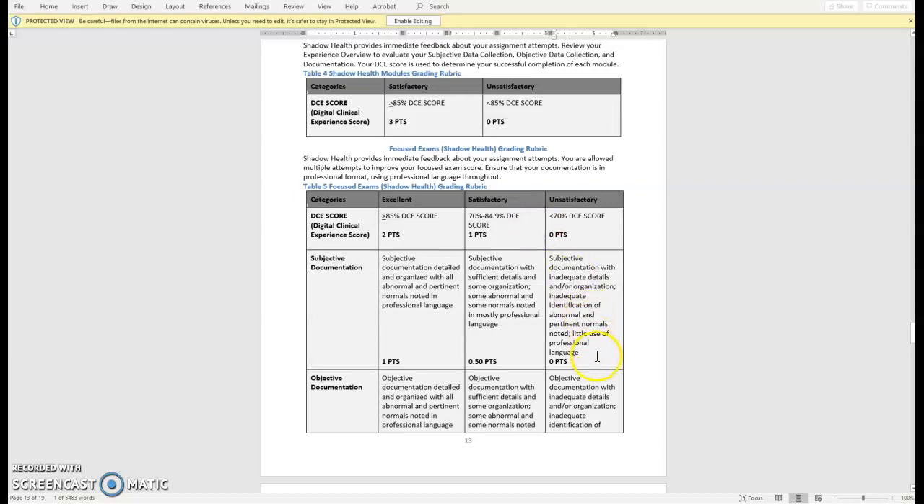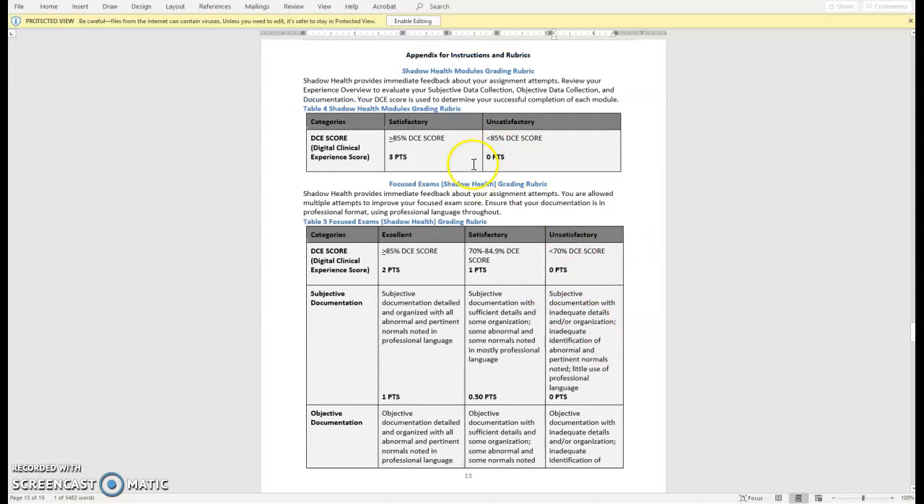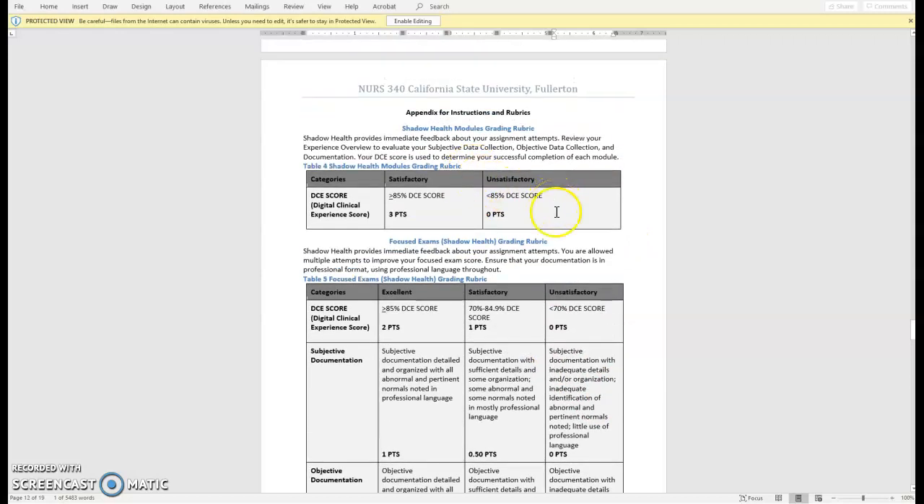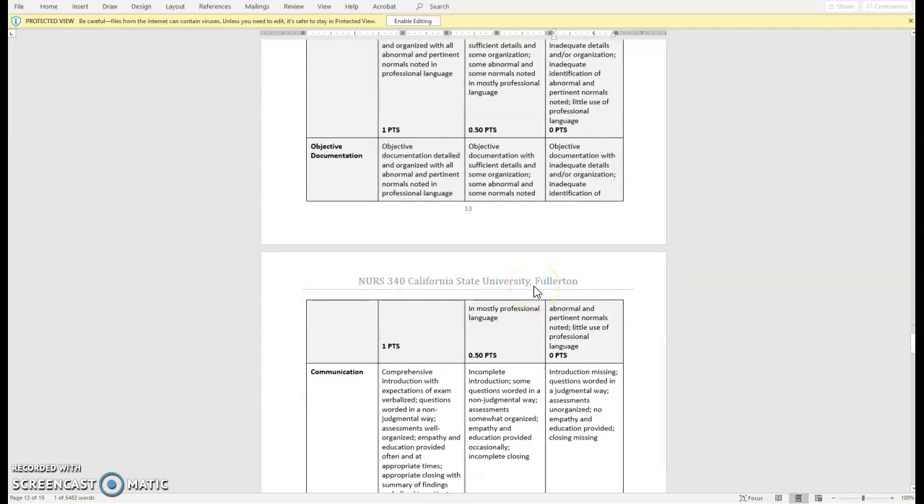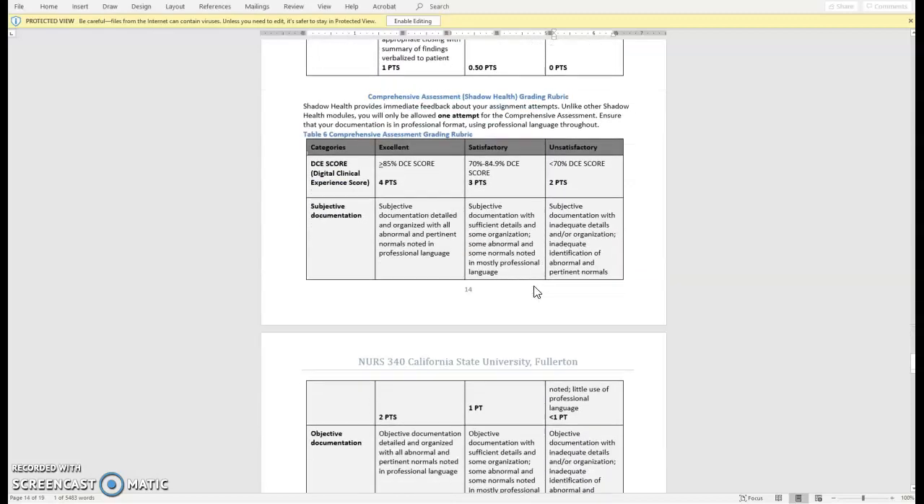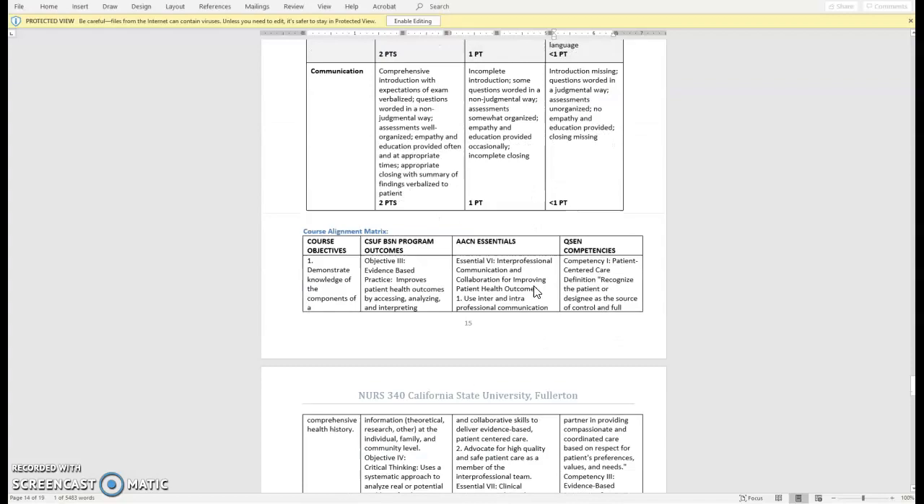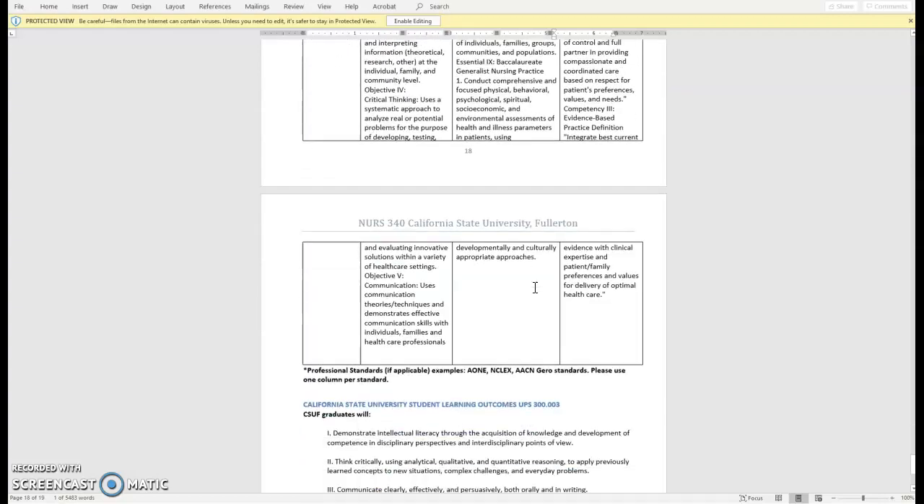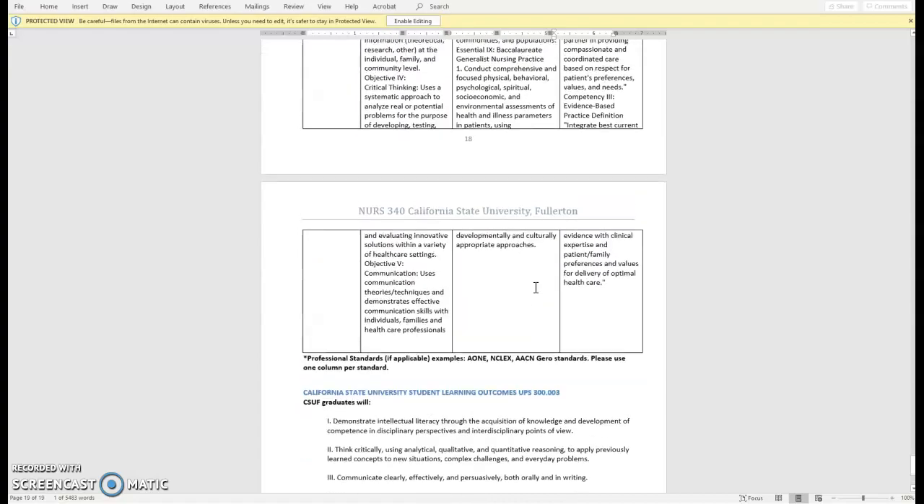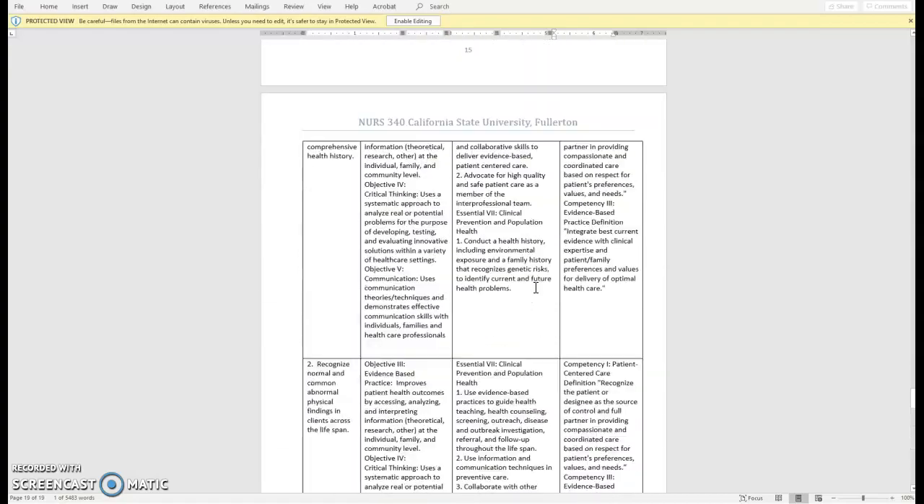Anything less than 85%, you will either get no credit if it's on the Shadow Health one, or if it's on the focused exams, you'll get partial credit. But 85% is your gold standard. Keep doing it until you're at 85%. And then here is some other language just to help you out with the rest of the module.